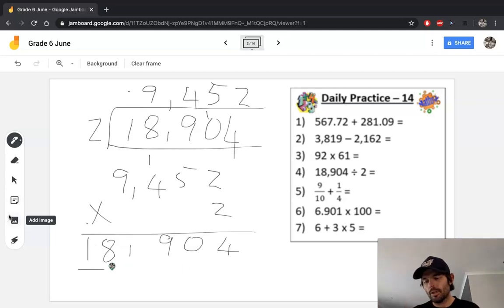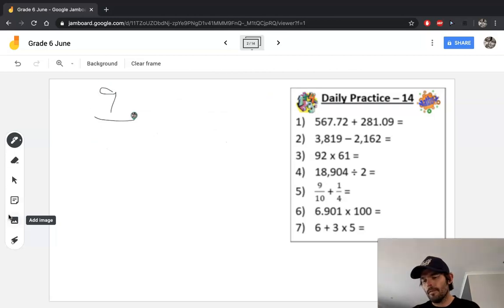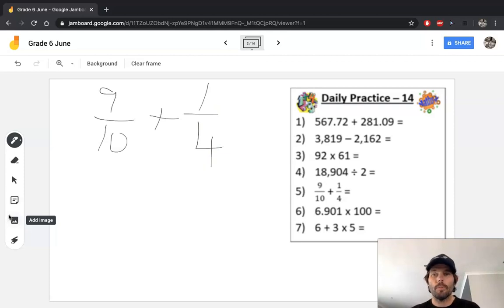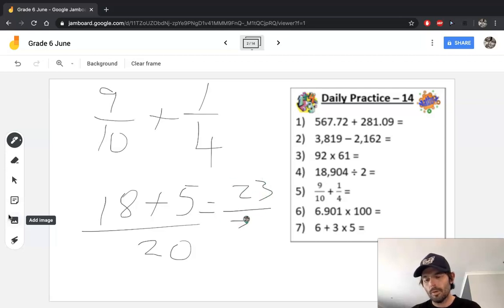Question 5 is the addition of fractions, and the first thing you can notice there is the denominators are different. So we need to find the lowest common multiple of 10 and 4. Okay, the lowest common multiple of 10 and 4 is 20. 10 goes into 20 twice, so 2 times 9 is 18. 5 goes into 20 5 times, 5 times 1 is 5, and that's going to leave us with 23 over 20, which we know is 1 and 3 over 20.